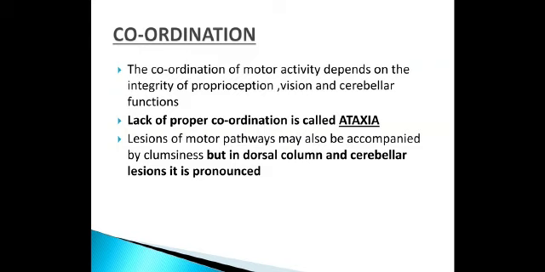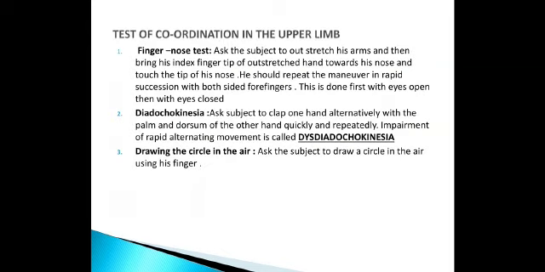The lesions of the motor pathway may be accompanied by clumsiness, but in dorsal column and cerebellar lesions, the symptoms are pronounced. How do you do the tests of coordination?